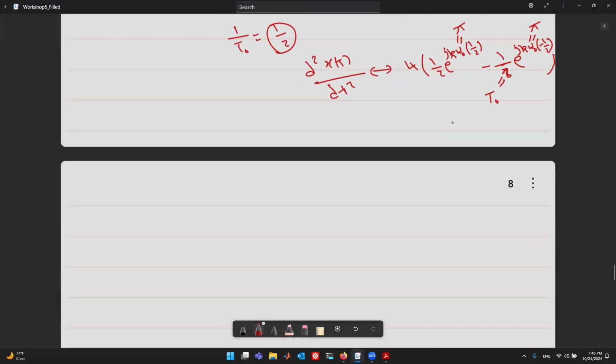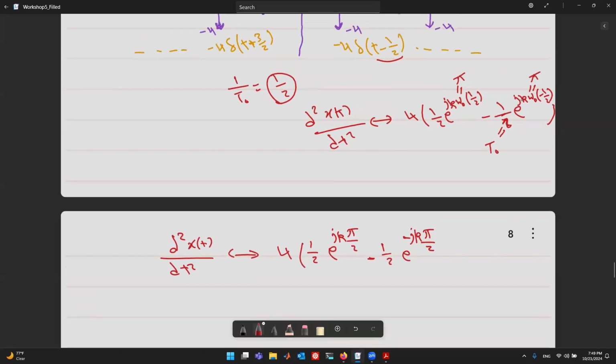Let me rewrite it in a clear way. For the second derivative of x(t), we have those Fourier series coefficients: 4 times 1/2 exponential j k, now instead of omega naught I write pi divided by 2, minus 1/2 exponential minus j k pi divided by 2. Because here you have -1/2 and omega naught is pi.